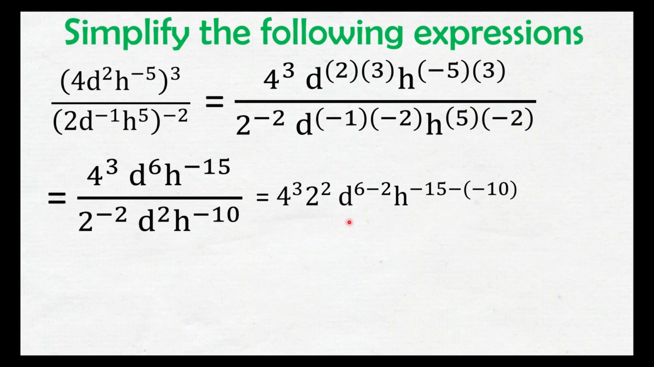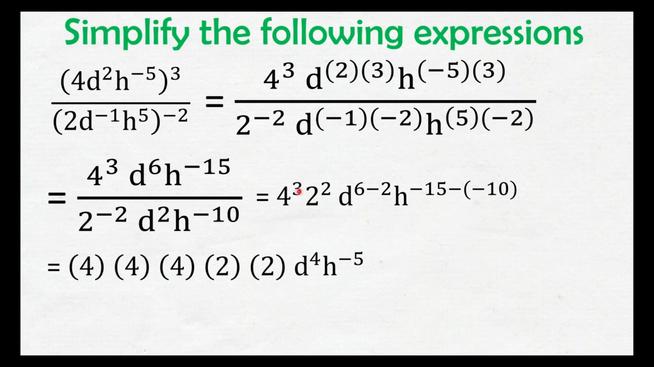Okay? And then, simplify lang natin, expand natin itong 4 cube at saka 2 square. So, we have 4 times 4 times 4 times 2 times 2. And 6 minus 2, that is 4. And negative 15 minus negative 10, that is negative 5. Change the sign of the subtrahend, and yung operation magiging plus, so negative 15 plus 10 siya. Kaya nakuha natin yung negative 5. And 4 times 4 times 4 times 2 times 2, that is 256. And we have d raised to 4 and h raised to negative 5.